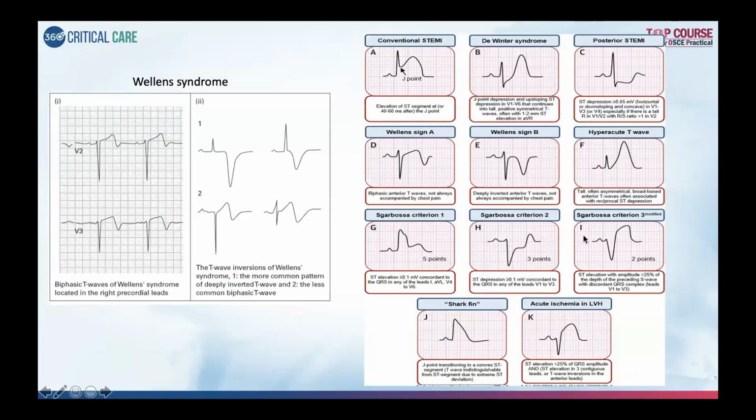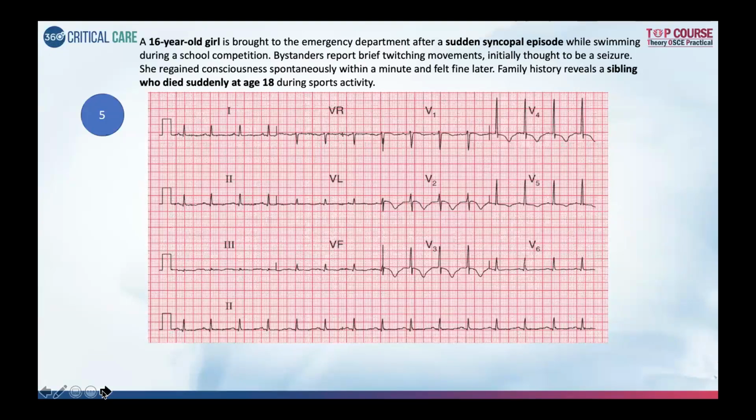And new onset LBBB, how will you diagnose? You have a wide QRS. If there is concordant ST elevation or concordant ST depression, that is, you have a positive wave and your ST elevation is also on the same side, it's a concordant ST elevation of more than 0.1 millivolt, or ST depression of more than 0.1 millivolt. And if it's discordant, it should be more than 5 millimeters. And this is a shark fin pattern. So these are something that you should never miss.